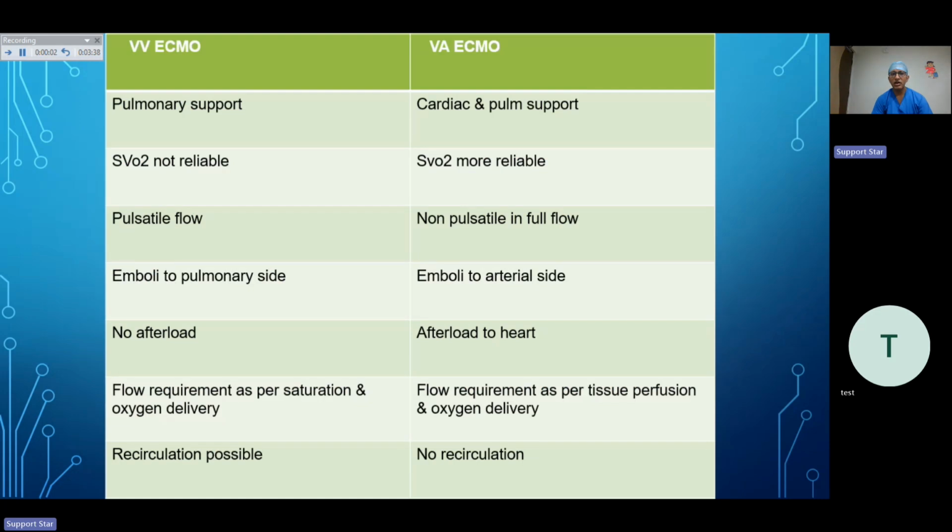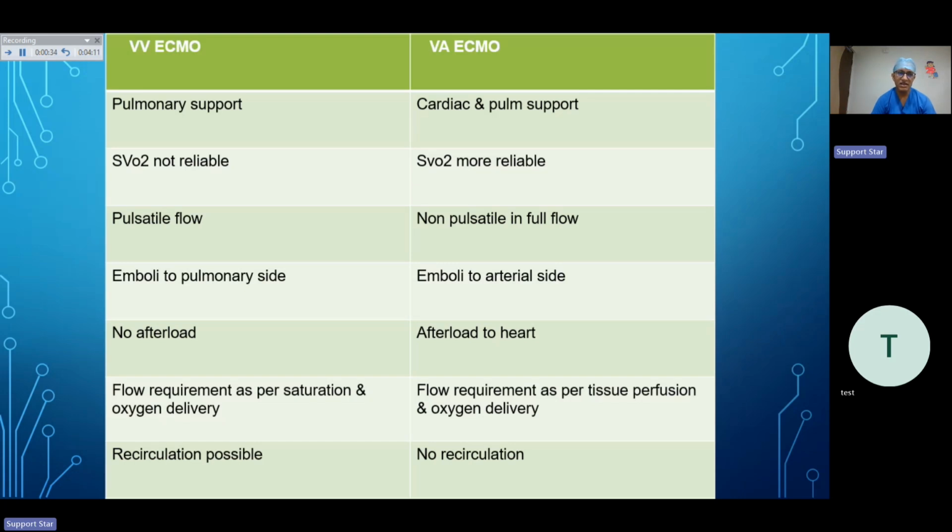So in VV ECMO, we are only giving pulmonary support because we are draining from a vein and returning back to the vein. We are only removing the carbon dioxide and giving the oxygenated blood to the patient. So, cardiac support is not there. Whereas in VA ECMO, both cardiac and pulmonary support can be provided. And the mixed venous saturation is not reliable in VV ECMO because there is a lot of mixing and recirculation. In VA ECMO, the mixed venous, the pulmonary artery saturation, is more reliable.